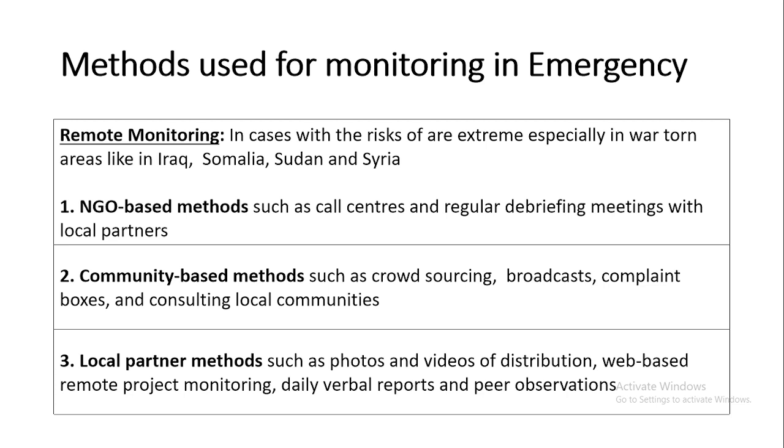You can use call centers and regular debriefing meetings with local partners. You can work with local partners in the region to actually monitor that emergency if you can't be there personally. Then you can work with community-based methods such as crowdsourcing, broadcasts, complaint boxes, and consulting local communities. In case of fire outbreaks or hunger, you can put in community complaint boxes where people respond to the response that was given to them, and you get the information you need.